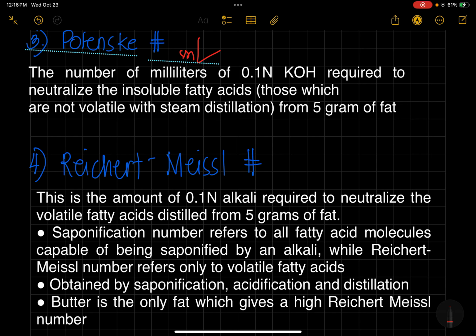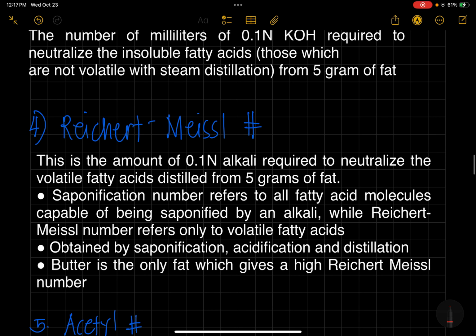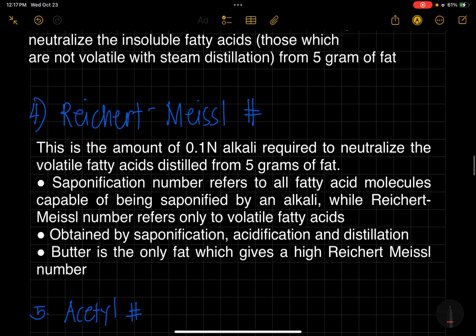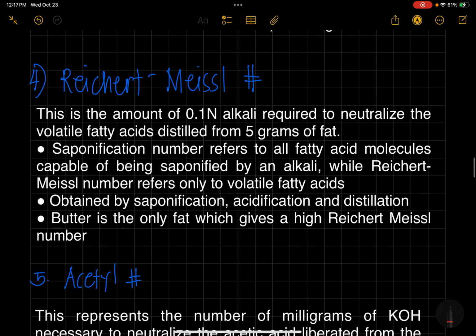This is the amount of 0.1 N alkali required to neutralize the volatile fatty acid distilled from 5 grams of fat. So, saponification number refers to all fatty acid molecules capable of being saponified by an alkali, while Reichert-Meissl number refers only to volatile fatty acids obtained by saponification, acidification, and distillation. Butter is the only fat which gives a high Reichert-Meissl number.